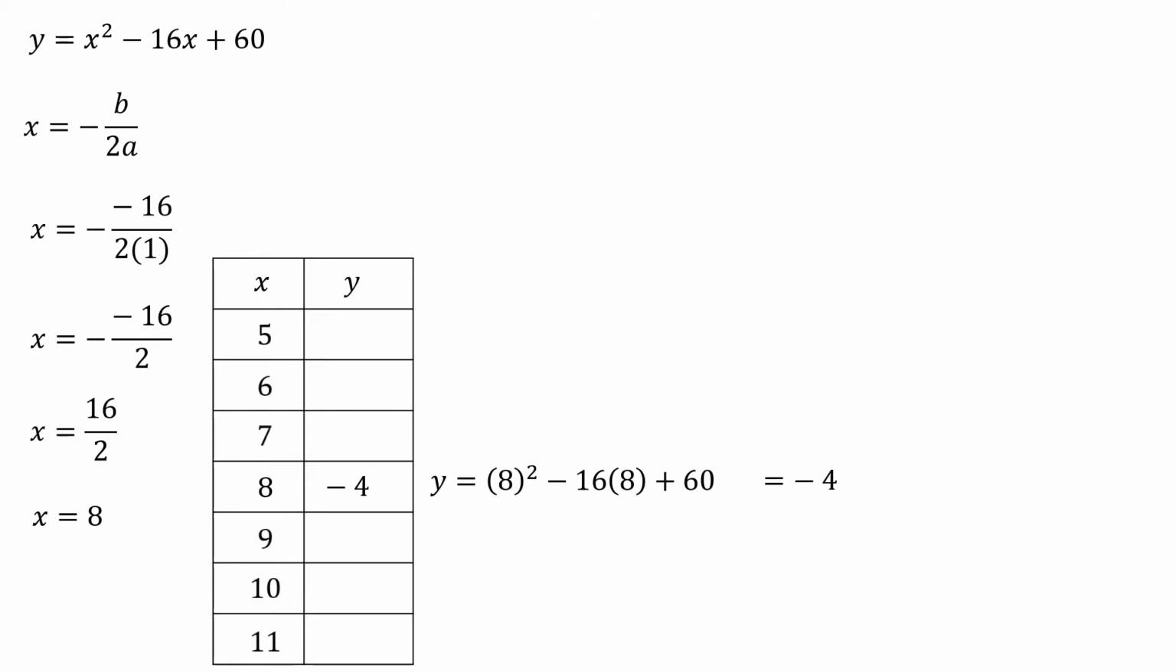I want to plug in 3 points on each side of the vertex. So again, if 8's in the middle, on one side I'll want 9, 10, and 11 as I count by ones. On the other side of 8, I'll want 7, 6, 5 as I count by ones. I think it'll be easier to plug in the 7, 6, and 5. They're smaller numbers.